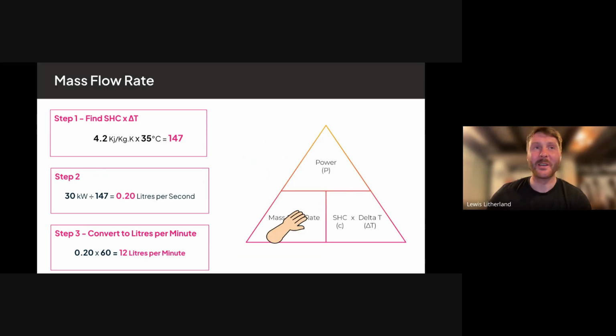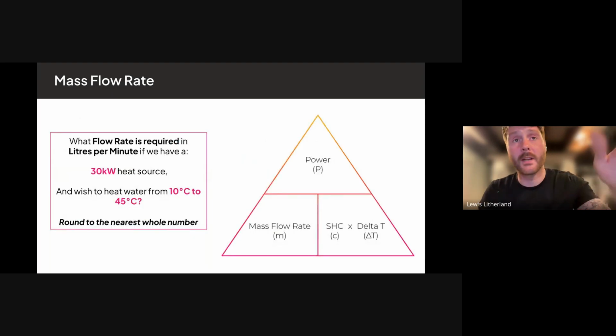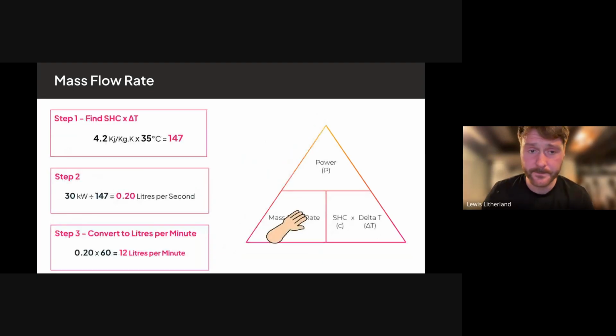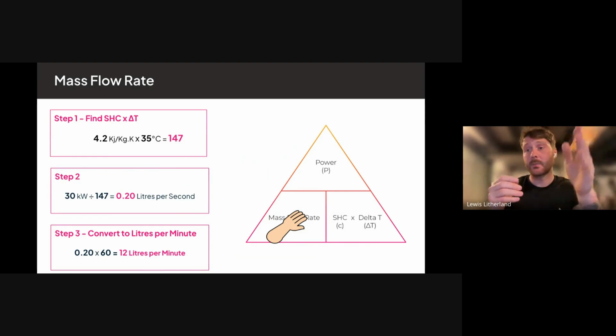So what you've done there is again, you knew your 4.2 for water. Again, vitally important to remember that one. So it's 4.2. Your rising temperature is 35 degrees in this example, because again, we're raising the water from 10 to 45. So our difference in temperature now is 35 degrees. So that bottom corner then becomes 147. That's 4.2 times 35 equals 147. Then once that number's in your bottom right-hand corner, it's as simple as 30 kilowatts over 147 gives you 0.2 liters per second.